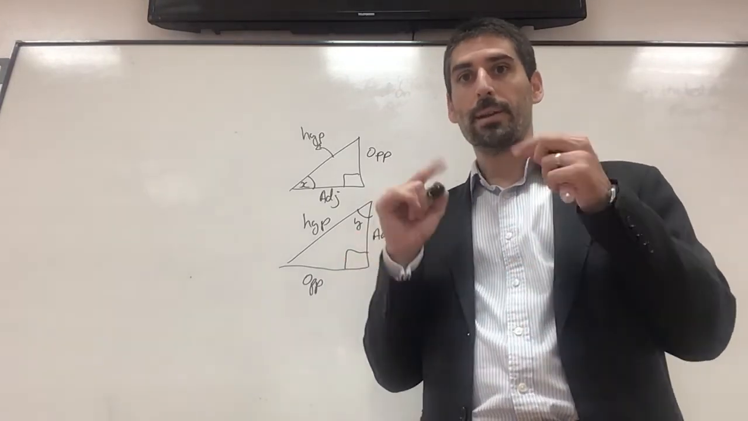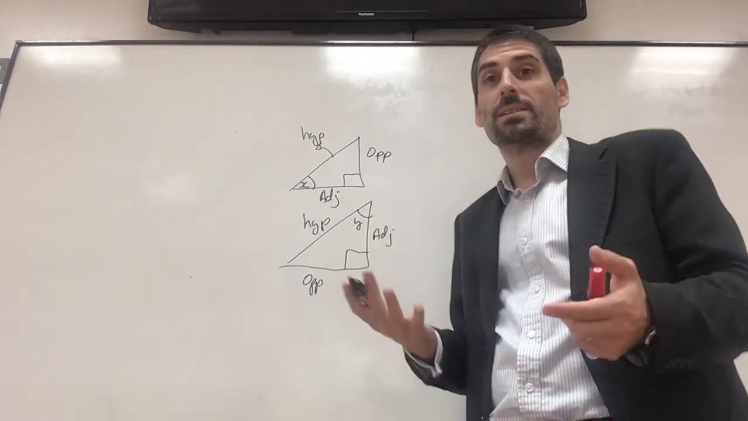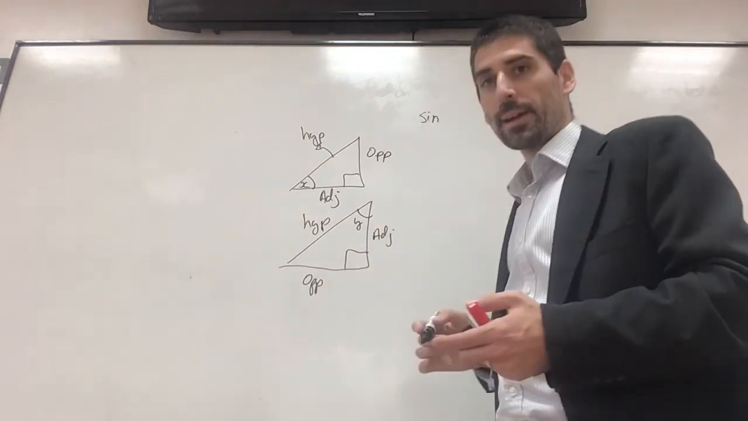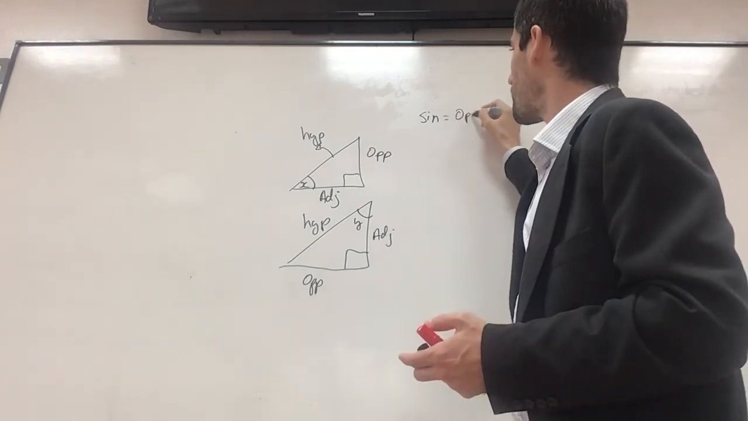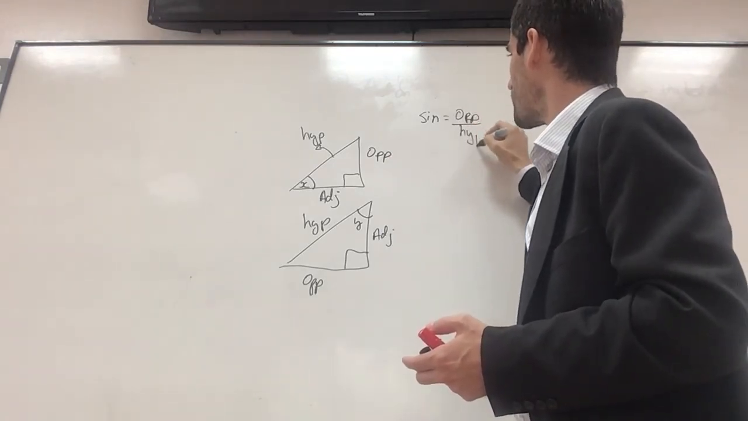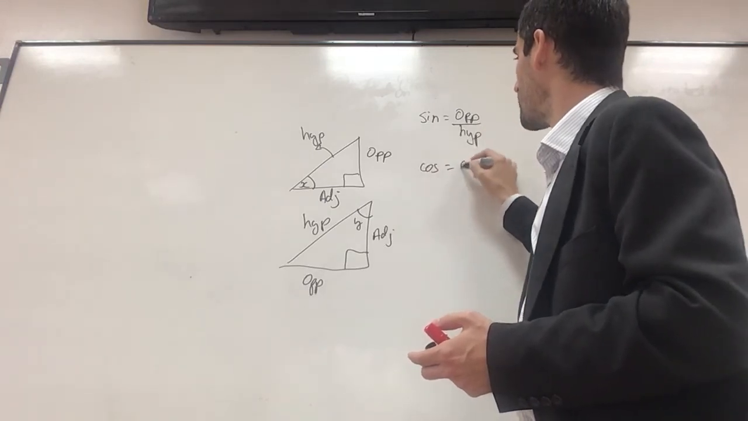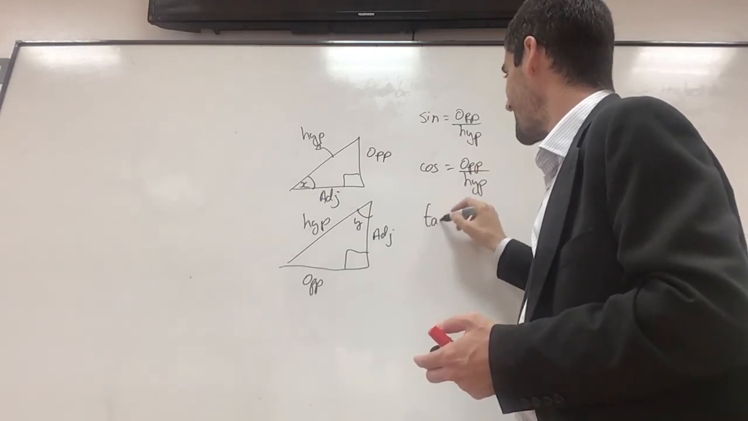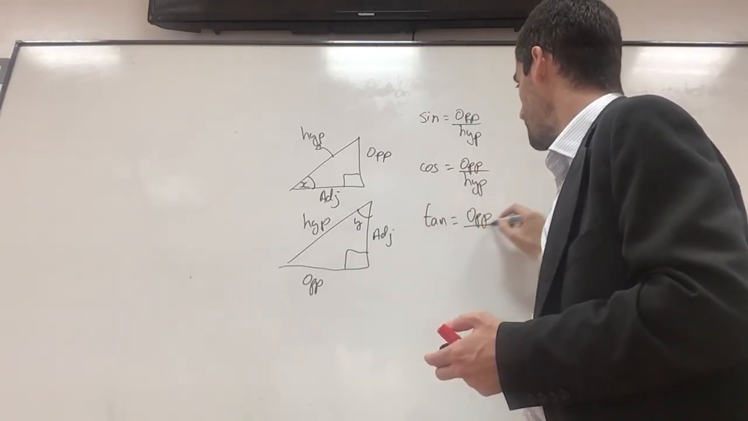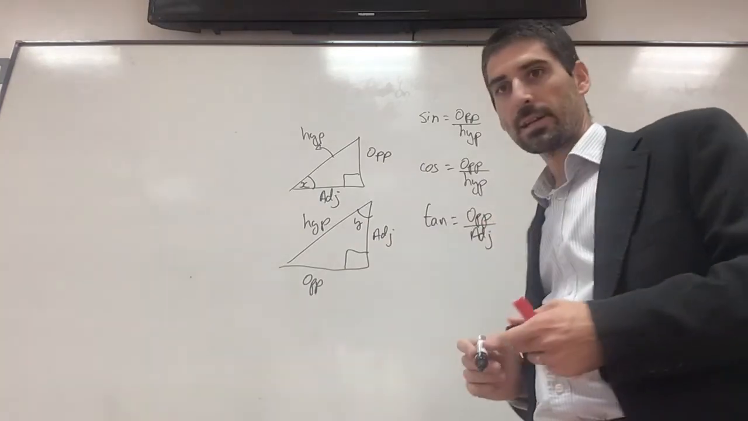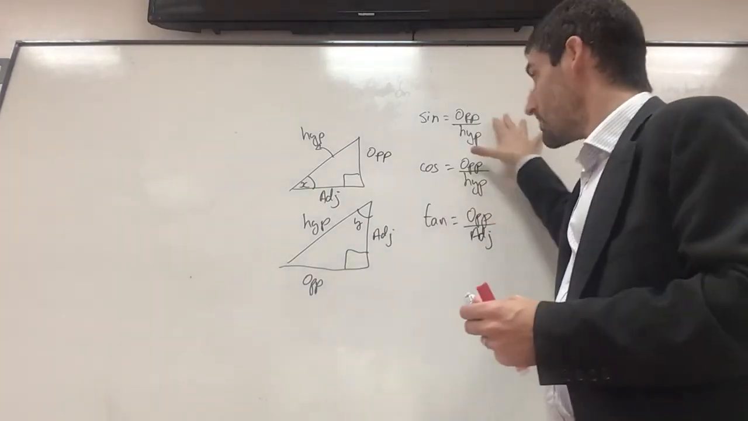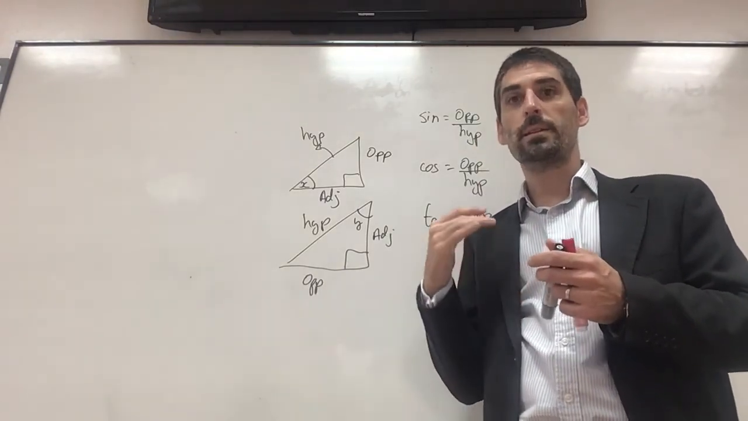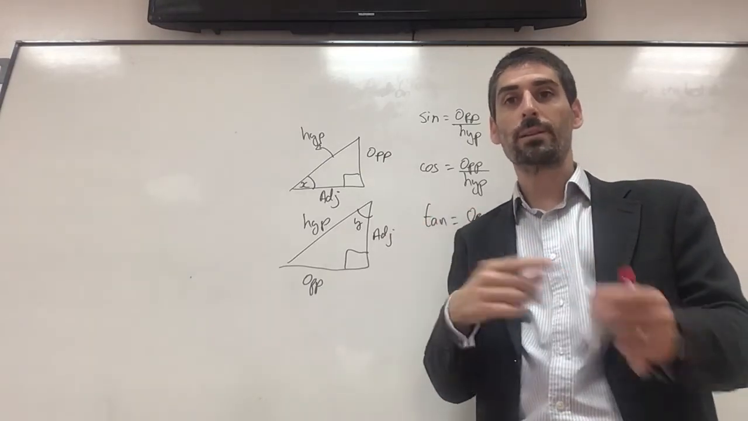That's the first step. Now, I'm pretty certain you remember from last year, but the sine of an angle is the opposite divided by the hypotenuse. The cosine is the adjacent divided by the hypotenuse, and the tangent is the opposite side divided by the adjacent. You need to know this, you need to memorize these three. All they are is the proportions of each side relative to another.